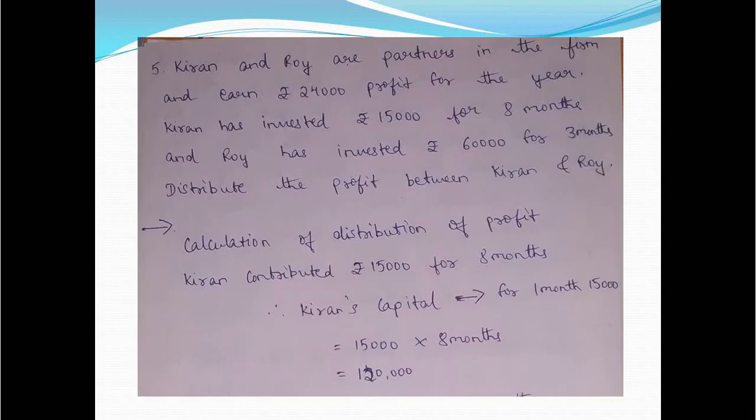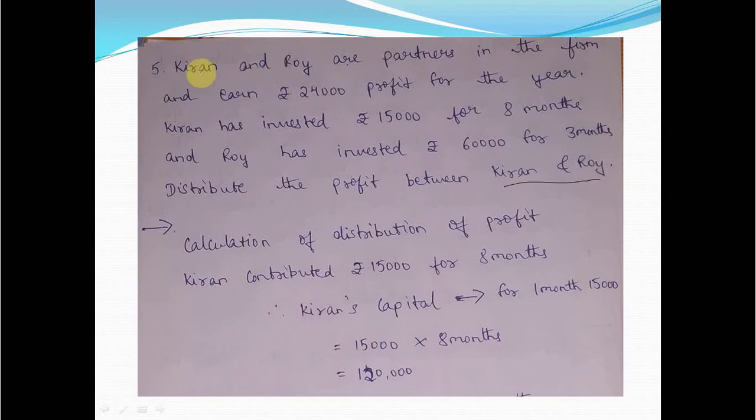So here, problem number 5. Kiran and Roy are partners and earn rupees 24,000 profit for the year. Kiran has invested rupees 15,000 for 8 months and Roy has invested 60,000 for 3 months. Distribute the profit between Kiran and Roy.